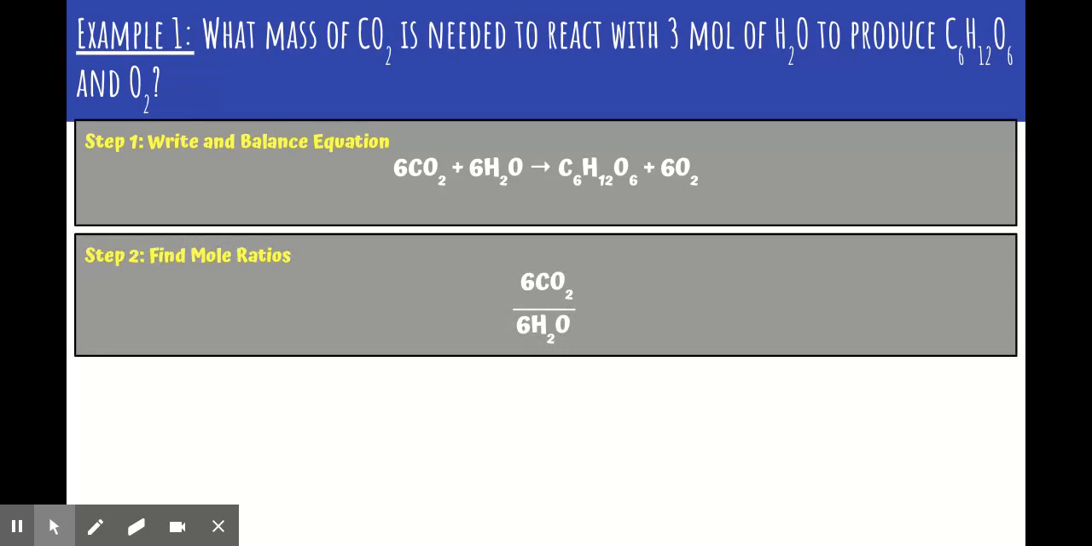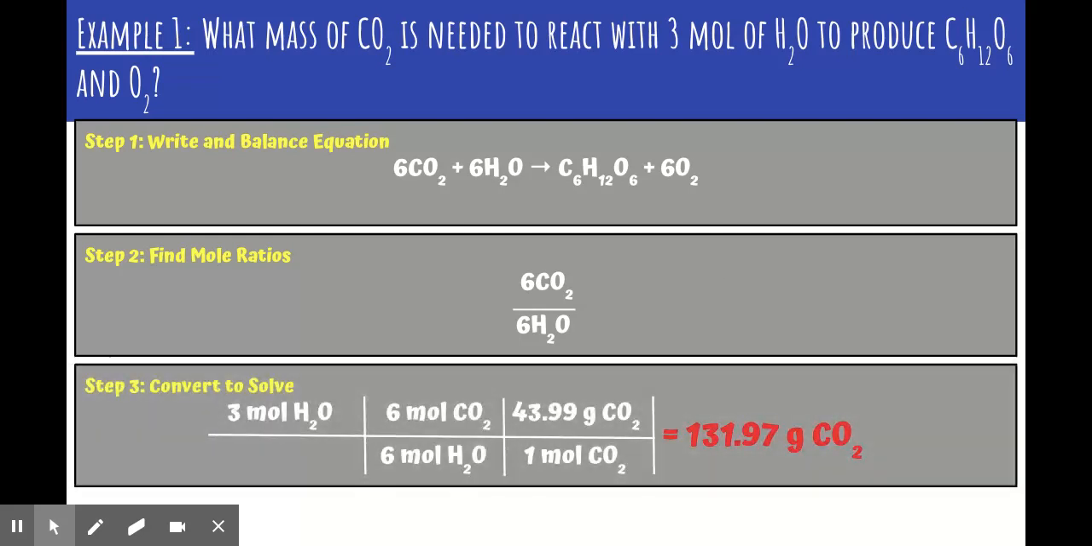Now we have mole ratios. Specifically, we only need the mole ratio between the things that we're looking at, like what's being asked in the question. So what mass of carbon dioxide is needed to react with 3 moles of water? Okay, so that is really important. We are just looking at the carbon dioxide compared to the water. So that's the only mole ratio that you really need from this one. So we have 6 moles of carbon dioxide needed, and you have to react that with 6 moles of water to be able to produce your products. So that's your ratio that you need here. So 6 to 6.